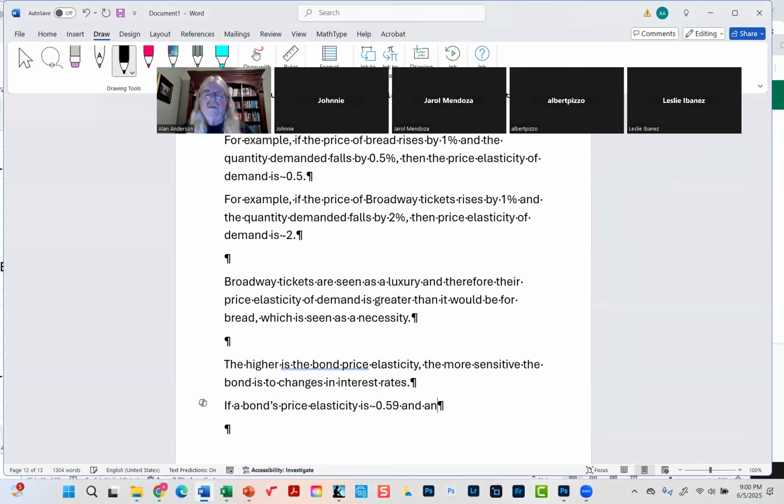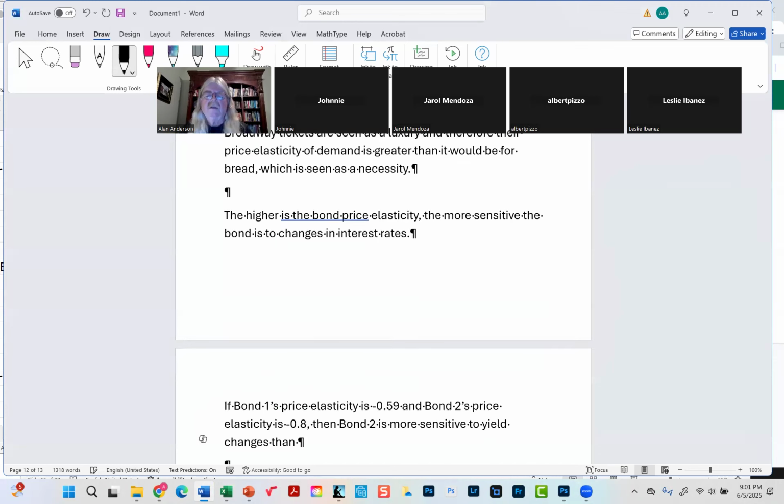and another, let's call it, just to make it clear, bond one and bond two, is negative 0.8. Then bond two is more sensitive to yield changes than bond one. Even though mathematically negative 0.8 is actually a smaller number.